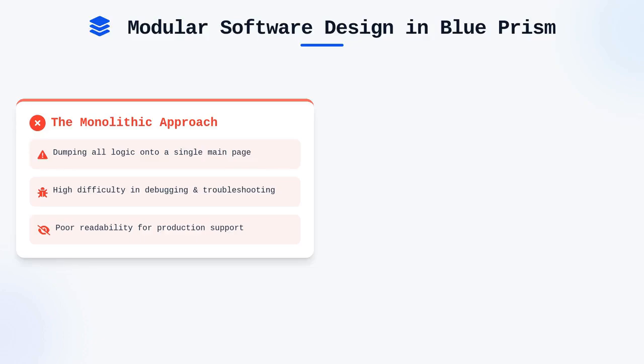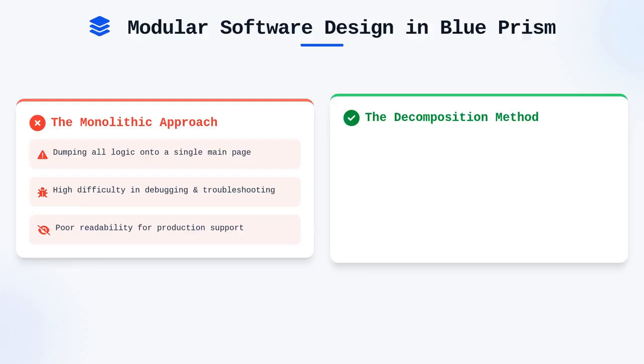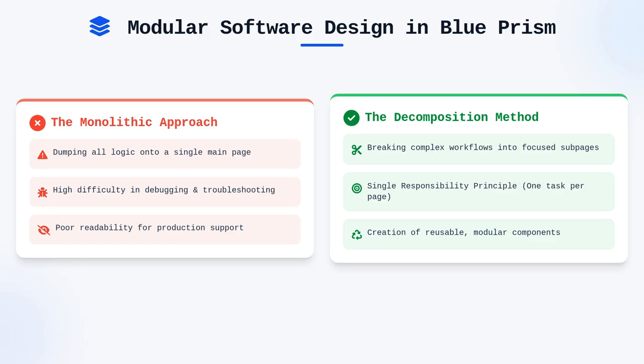To avoid this, we must embrace the concept of decomposition, where complex workflows are broken down into smaller, focused subpages. Think of a subpage as a function or a method in traditional programming. It should have a single responsibility. By modularizing our logic, we not only improve the clarity of the process, but also create reusable components that can be invoked from different parts of the automation.